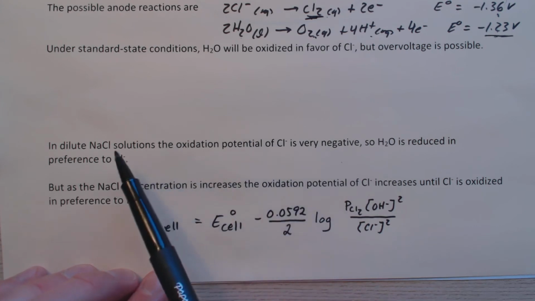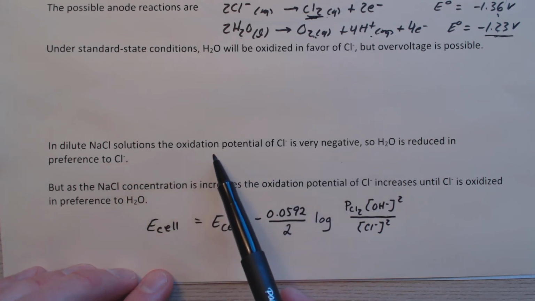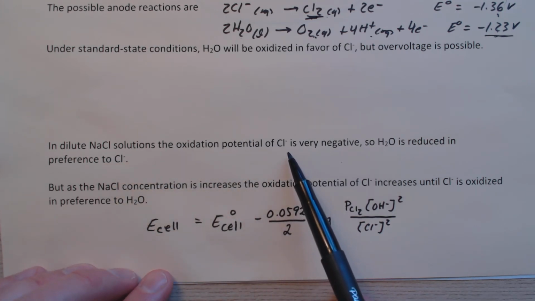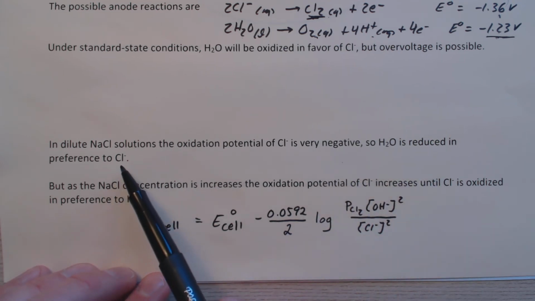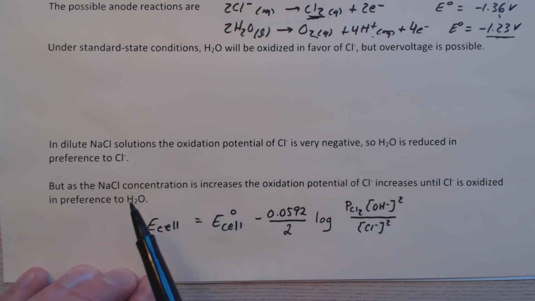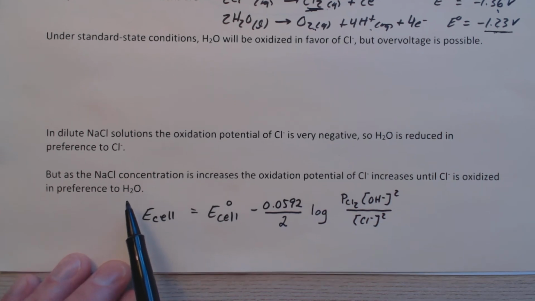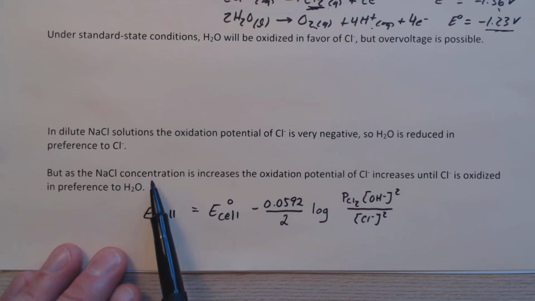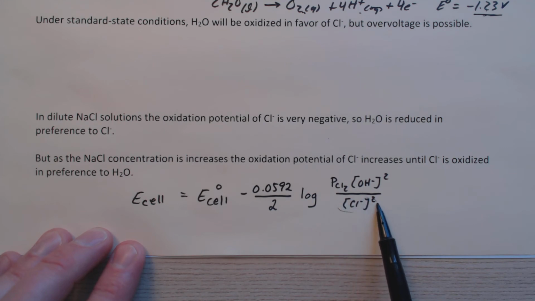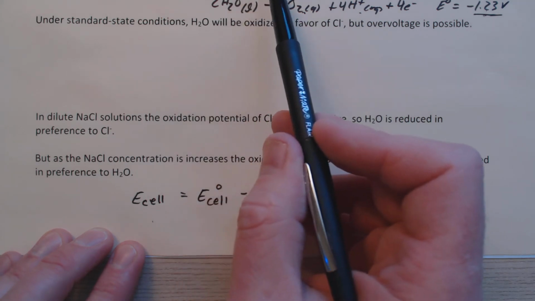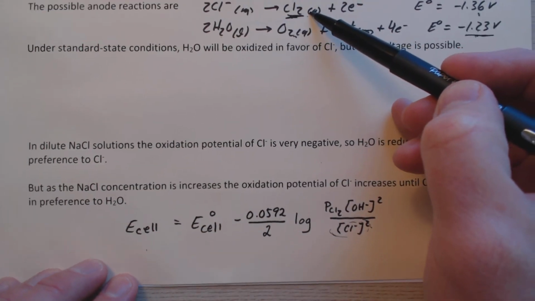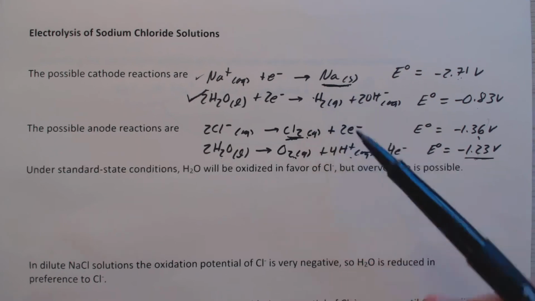The other thing, though, is that in dilute sodium chloride solutions, the oxidation potential of chloride is very negative. So water is oxidized in preference to chloride ion. If you want to increase the sodium chloride concentration, the chloride concentration goes up. So this is the Nernst equation for the reaction. If you add up this reaction and this one, you get this.